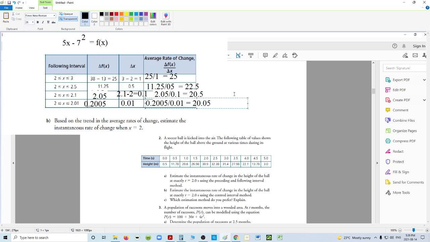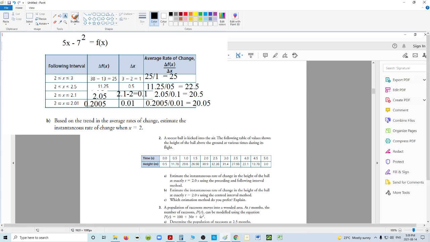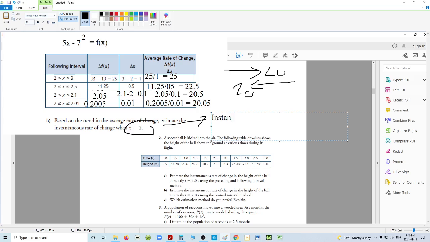What number does it look like we're approaching? And remember, the other one we were approaching was 20. From the right side, it was like 19.99 or 19.95 or something. Well, from the left side, we're clearly getting closer to 20, and from the right side, we're getting closer to 20. So I can say, based on the trend of the average rates of change, I estimate the instantaneous rate of change when x is 2 is probably 20 units of y per unit of x.